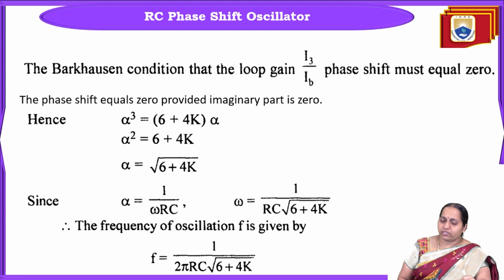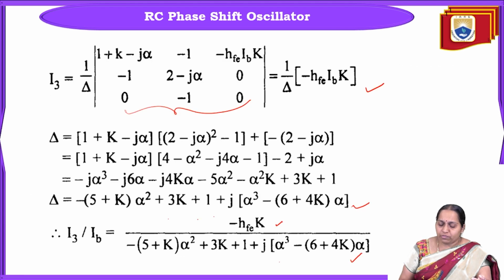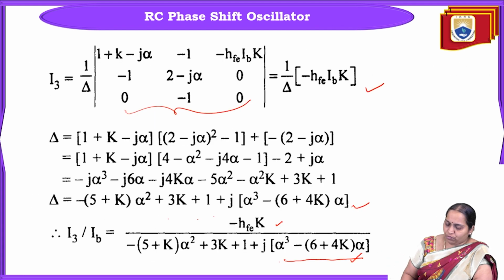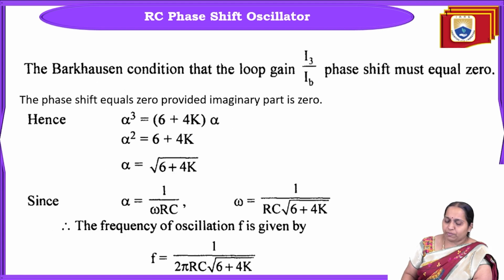Now, according to the Barkhausen criterion, the phase shift must be equal to 0. The loop gain phase shift, that is, the phase shift of I3 by IB, should be equal to 0. When is the phase shift going to be 0? Provided the imaginary part is 0. So from this equation, the imaginary part is simply alpha cube minus of 6 plus 4k into alpha, equal to 0. It is nothing but alpha cube equal to 6 plus 4k into alpha. Cancelling one alpha, you'll have alpha square equal to 6 plus 4k, and alpha equal to root over 6 plus 4k.